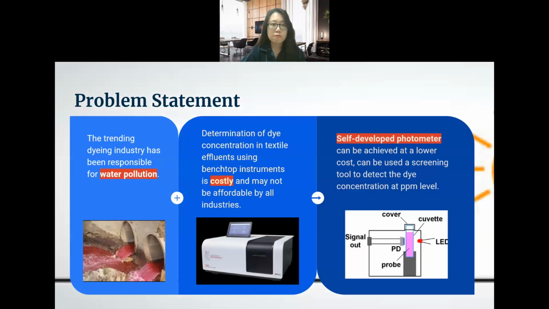The problem statement of my study is the water pollution issue, which is dominated by the dye industry. The determination of the concentration of dye in textile effluent is necessary using a benchtop instrument, and it is actually costly and may not be affordable by all industry. That's why I come up with a solution, which is a self-developed photometer that can be achieved at a lower cost. This tool can be used as a screening tool to detect the dye concentration at ppm level.